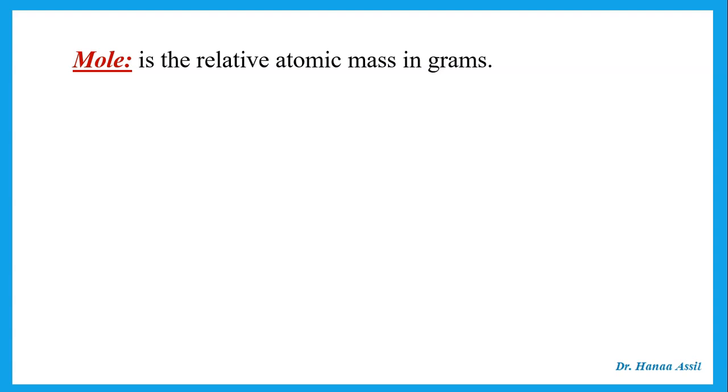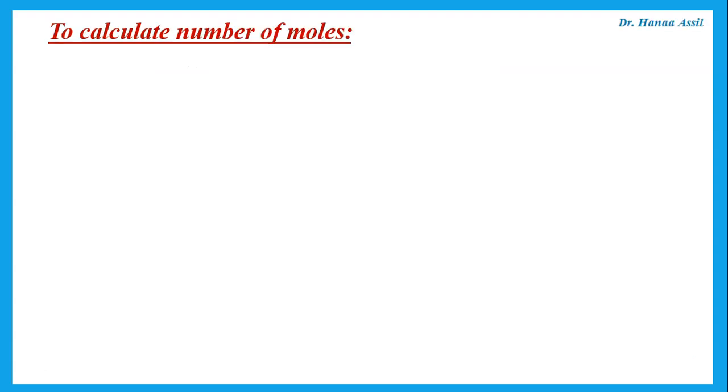And you should know that a mole is the relative atomic mass in grams. So the MR of something in grams, that's 1 mole. So sodium, for example, 23 grams of sodium is 1 mole. Now, how to calculate the number of moles?